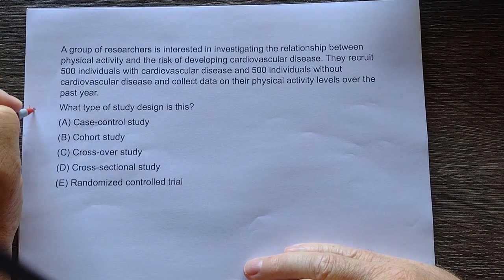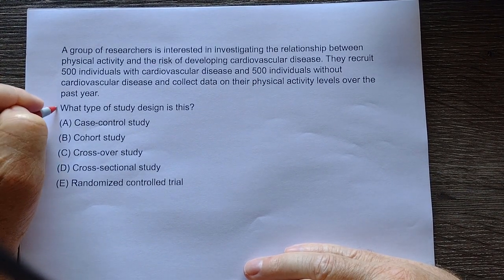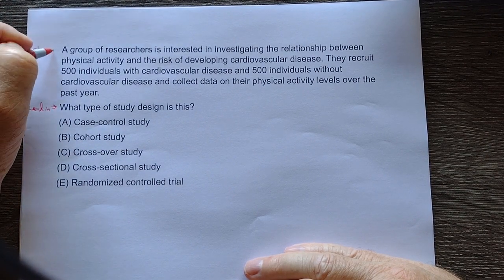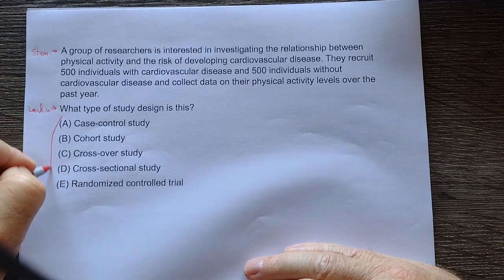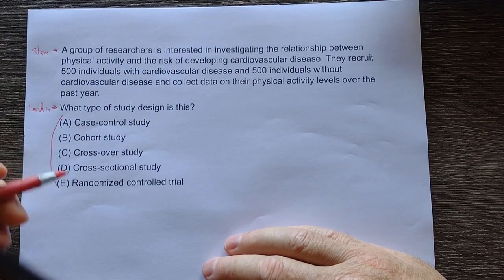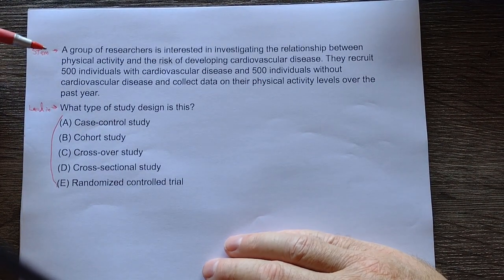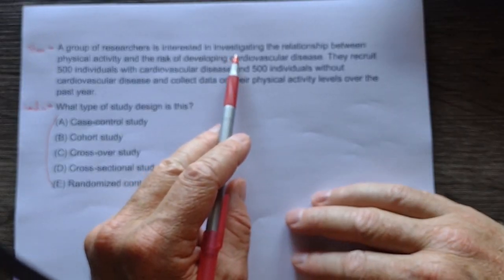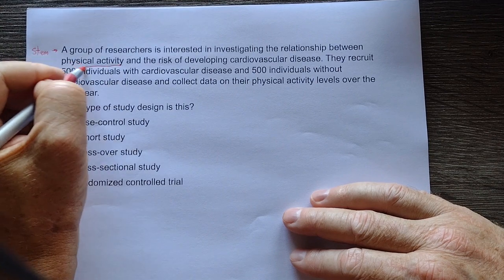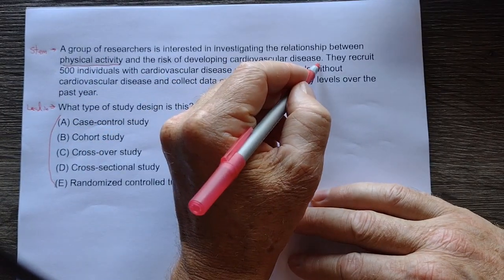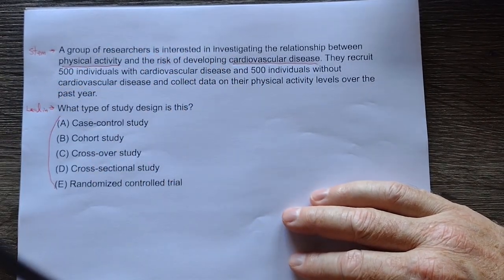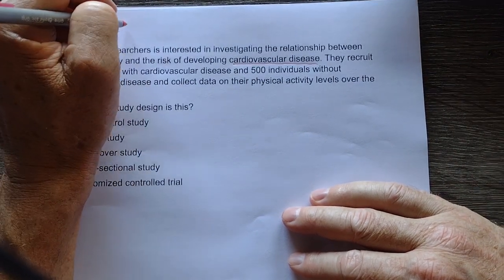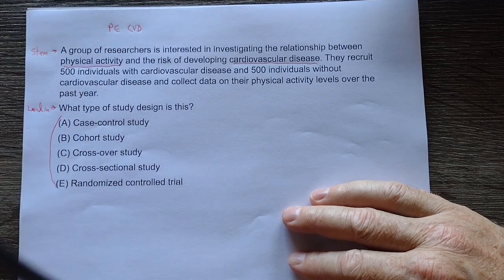Again, we're looking at the lead-in, and we can't answer the lead-in, so we're going to go to the question stem. And once again, we are going to look at the answer choices. So these are different types of studies. A group of researchers is interested in investigating the relationship between physical activity and the risk of developing CVD, or cardiovascular disease. So physical activity and CVD.